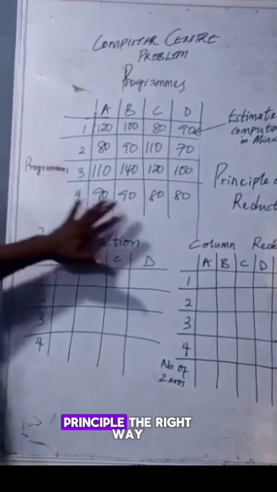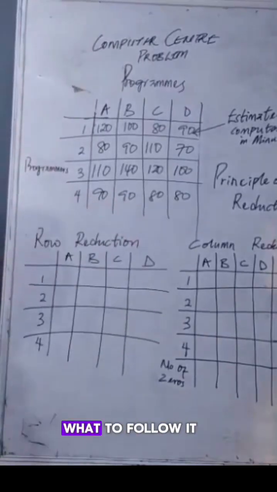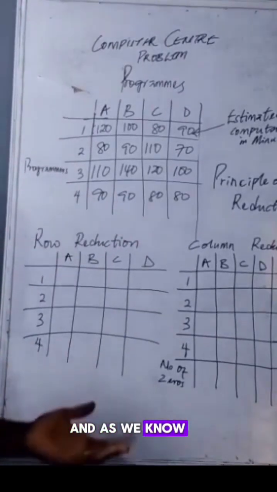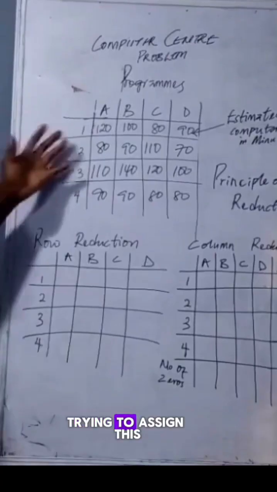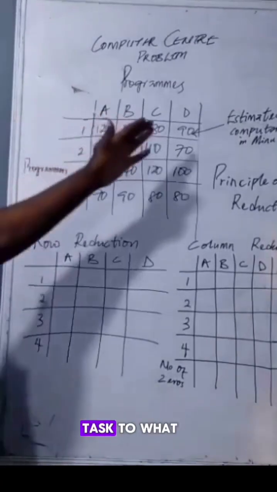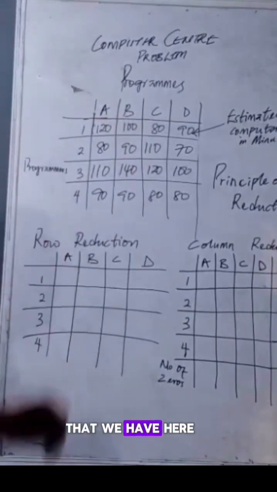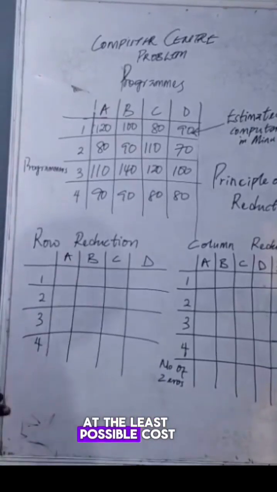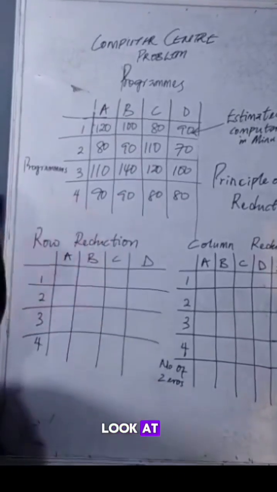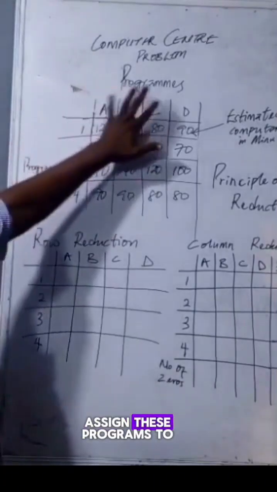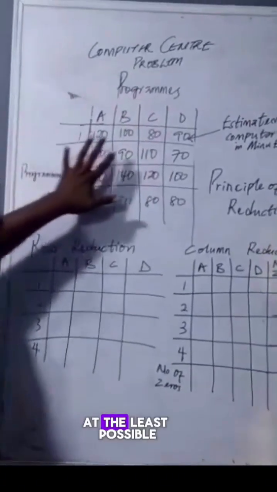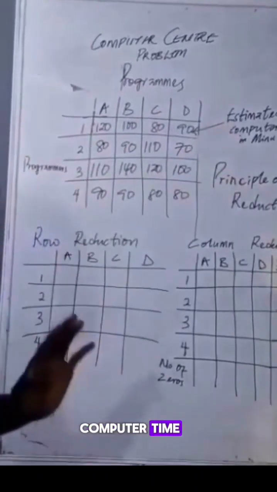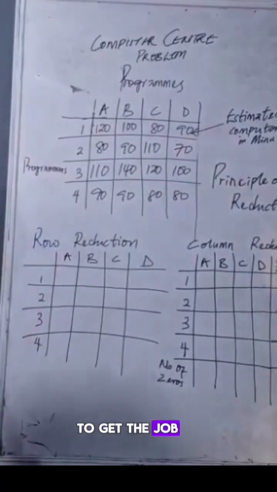if we follow the principle the right way. As we know, the assignment problem is all about assigning these tasks to the different experts that we have at the least possible cost. So here we are looking at how best we can assign these programs to the programmers at the least possible computer time that will be taken to get the job done.